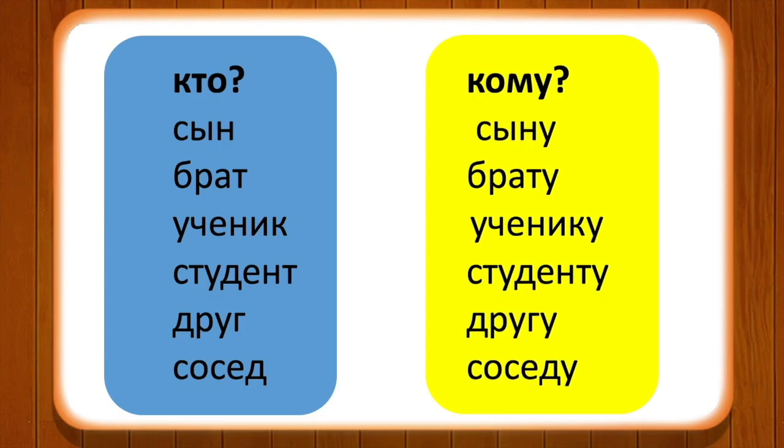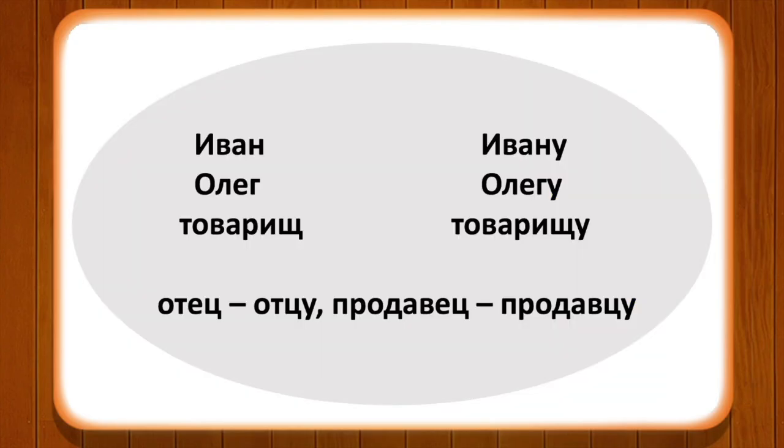However, in Russian, you know, the context is very important. That is why, while replacing the nouns with others in the expression, please pay attention to the meaning of the sentence. Now let's go ahead and pay attention to a few more such examples. So Иван changes into Ивану, Олег changes into Олегу, товарищ changes into товарищу.